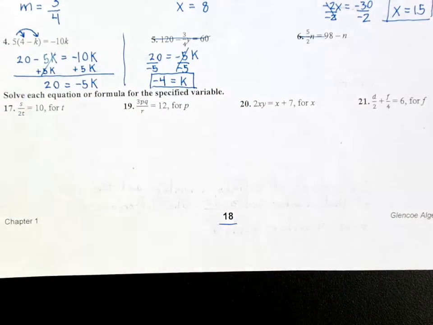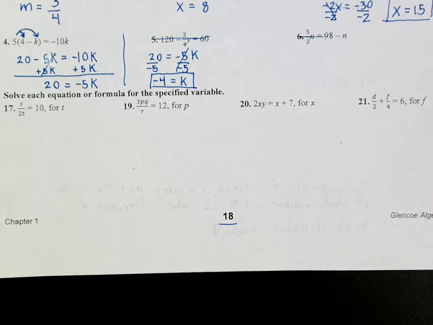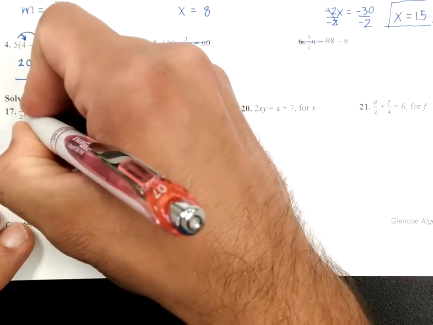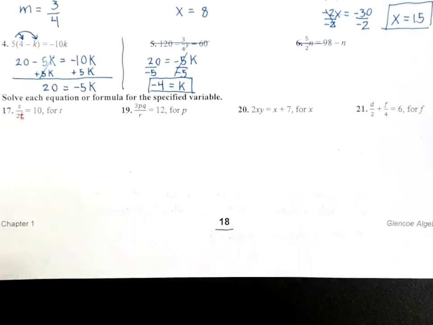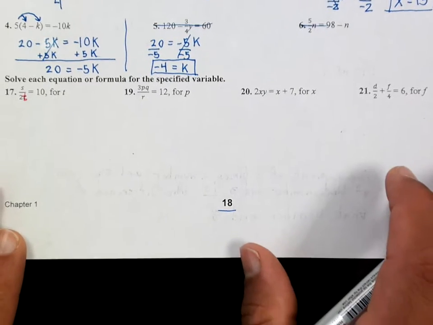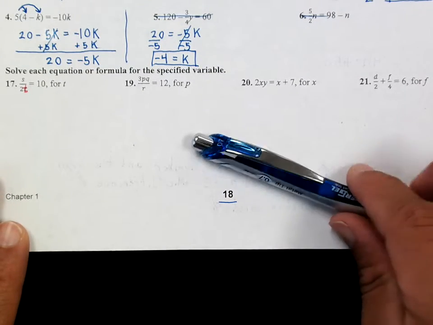Okay, so on this part, on 17, I'm trying to solve for t. So I'm trying to solve for this t right here. If I'm solving for t, I'm trying to get that t by itself. Now, it can be weird for you because it's on the bottom of a fraction, right? But let's quickly talk about what is happening before we move on.